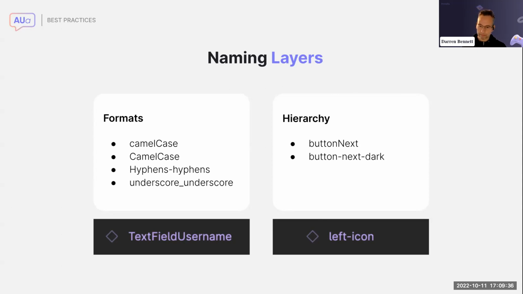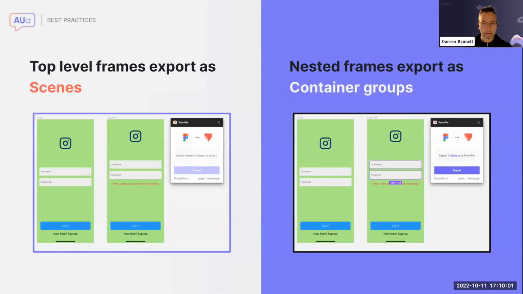If I'm doing anything with styling, so I might have a light and dark mode, then I'd probably add dark to the end. But, again, there are no hard and fast rules around this. It's quite useful when you're searching. So I might just search for button, I'll get all my button layers in a list, and that makes it easy to find things when I'm choosing the layer as a target for a trigger.